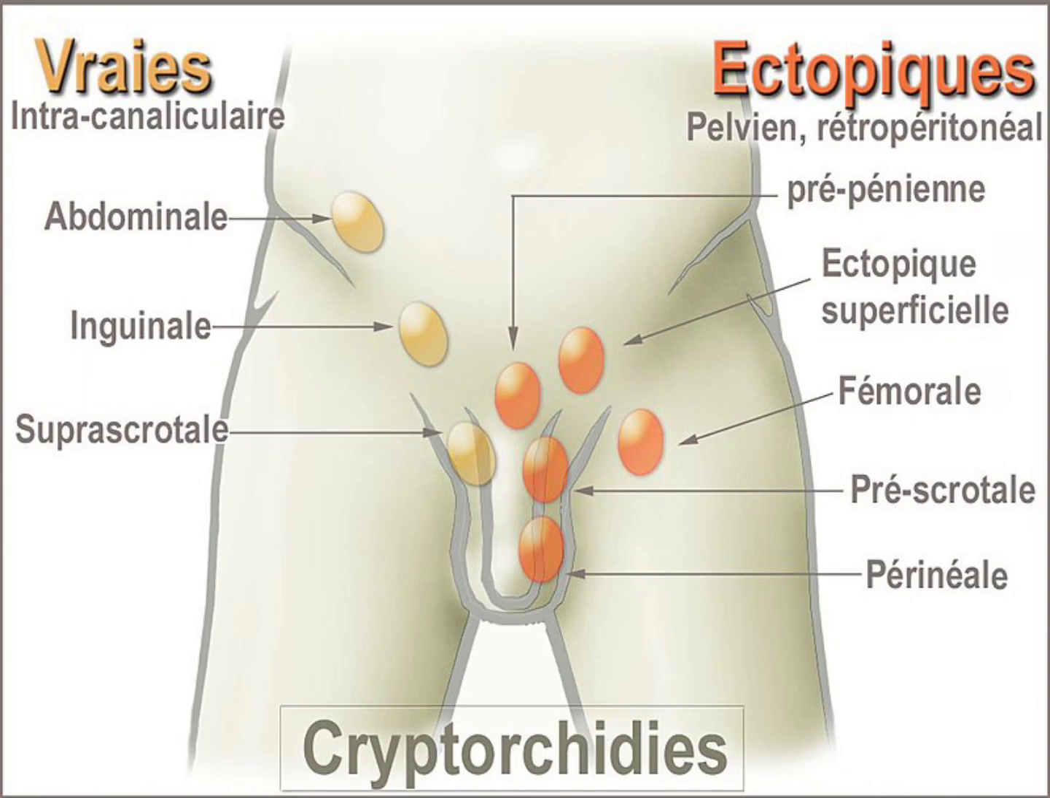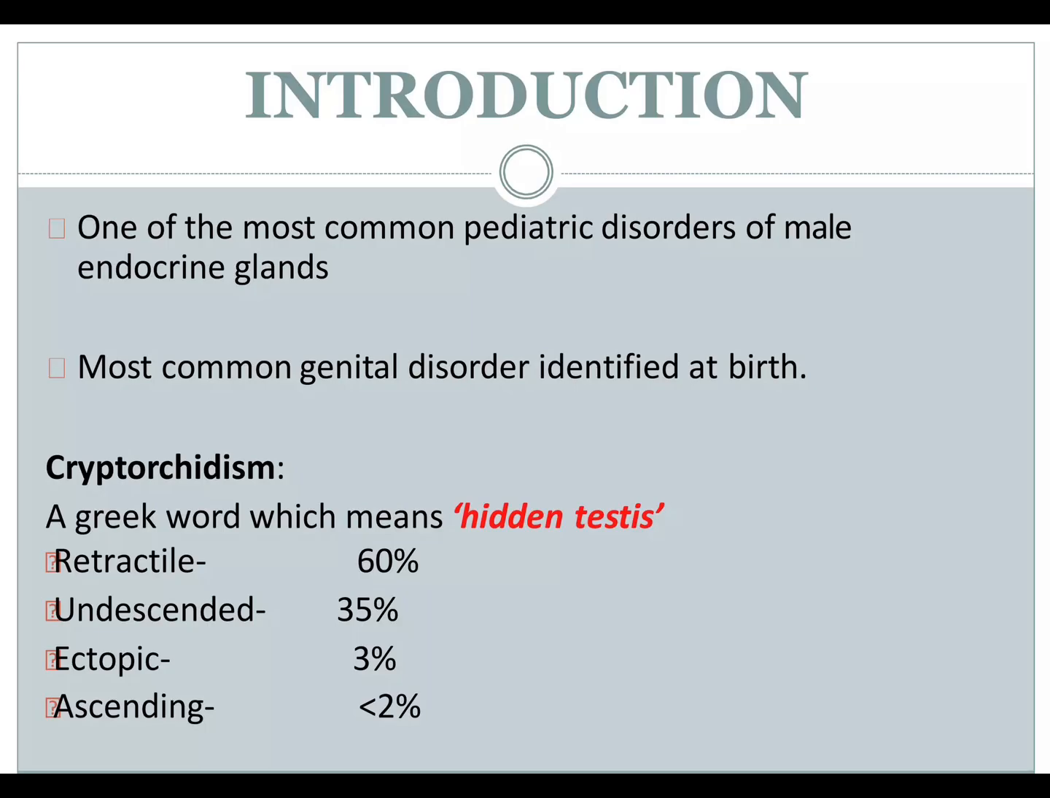Undescended testes is one of the commonest surgical problems in males at the pediatric surgery clinic, and the cause of cryptorchidism is multifactorial and it exhibits a wide variation in phenotypic expression. And the word cryptorchidism is a Greek word and it means hidden testes.